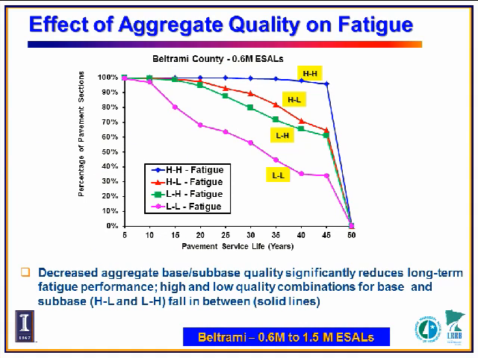This figure shows the aggregate quality effect on fatigue life. As you can see, the horizontal one represents the pavement service life. The vertical one represents the percentage of pavement sections meeting pavement service life requirements. As you can see, there's some significant difference between different quality combinations. And the HH combination, if we use high quality material in both base and sub-base, then we can have much better performance. That follows our expectation.